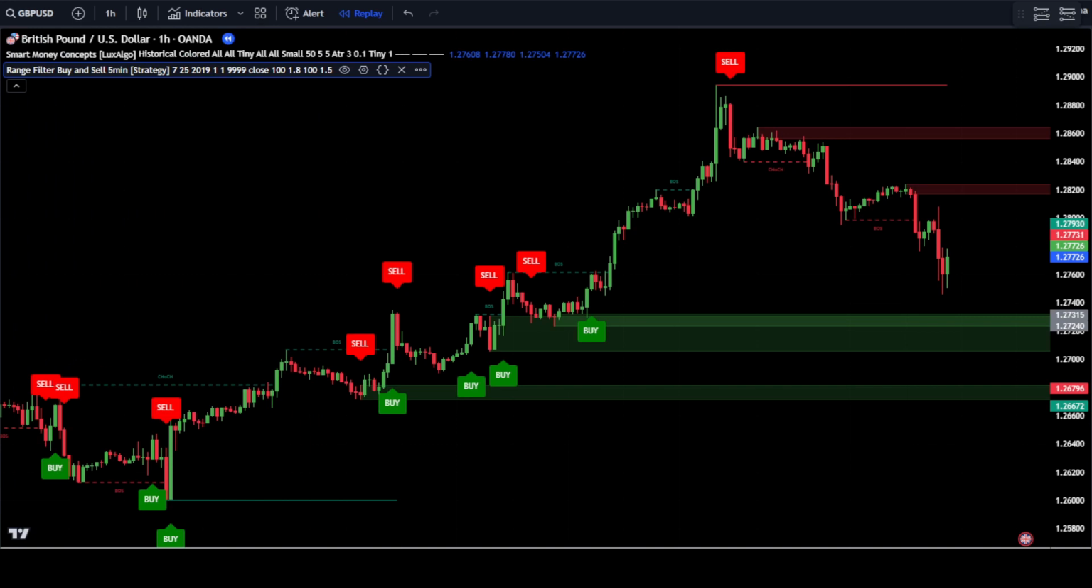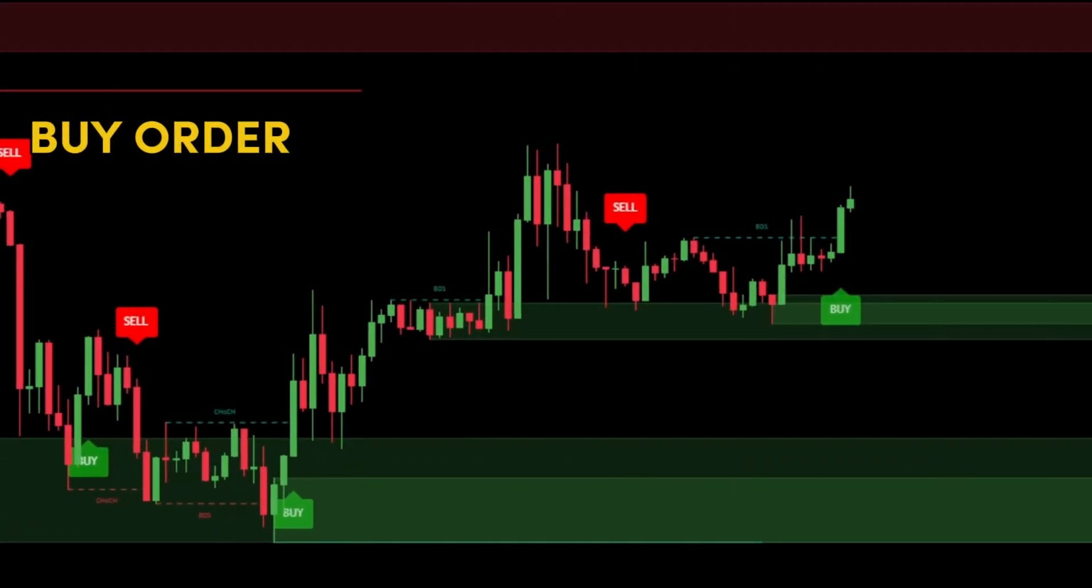The Range Filter Buy and Sell 5-minute indicator will be used as a guide for placing buy and sell orders in the market. If a buy signal appears, your focus should be on placing buy orders. Conversely, if a sell signal appears, your focus should be on placing sell orders. Now, let's discuss how to use this order block trading strategy in the first method. Here's how to place buy orders.